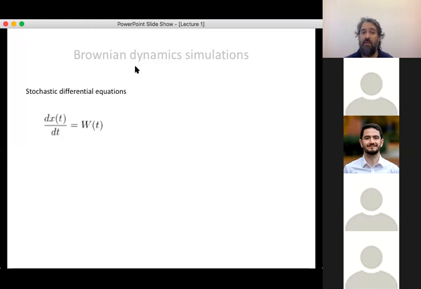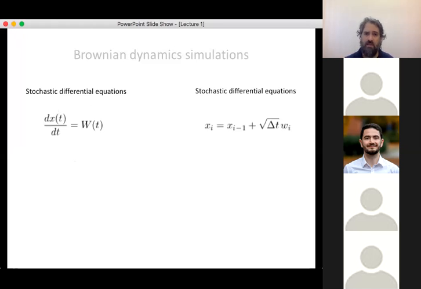So let's start with a very simple equation, the simplest equation you can imagine, which is this one, where we take dx of t over dt, so the first derivative of the position, equal to a white noise. And just to clarify, this is a white noise of the simplest kind, so a white noise with no correlation in time and of power 1, just to keep everything simple.